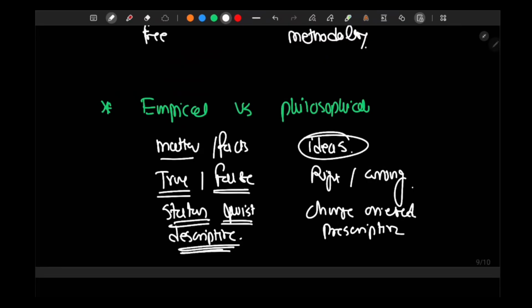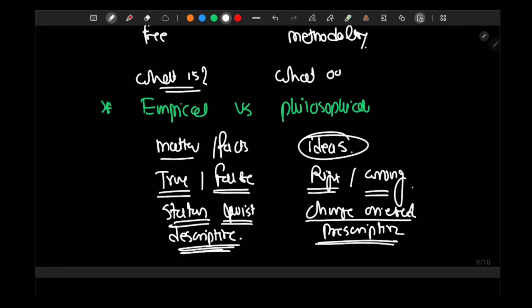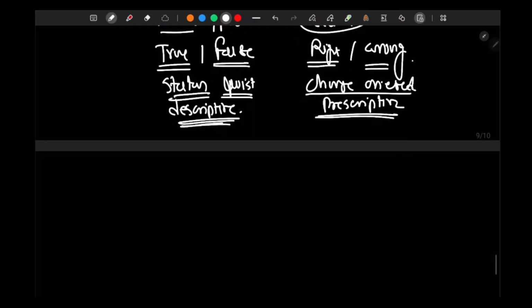The philosophical approach is based on ideas. It talks about whether an idea is right or wrong. It is change oriented, and it gives a solution to a particular situation. Where the empirical approach says what is in front of you, the philosophical approach says what ought to be. What should be in a particular situation, right?